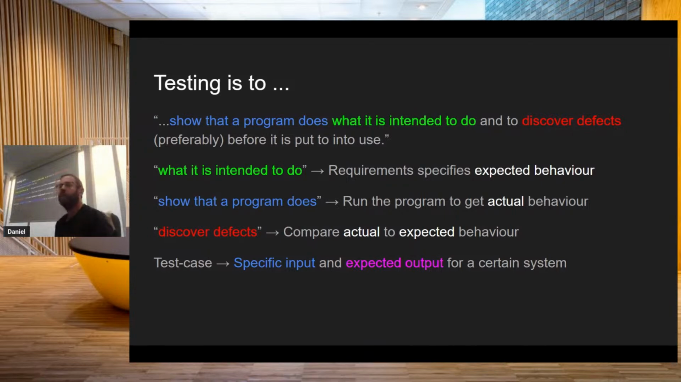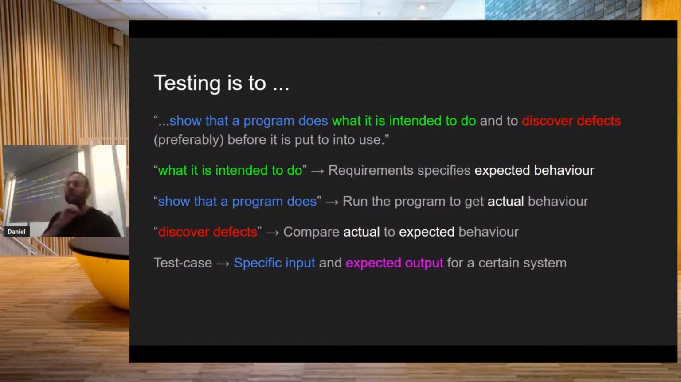Show that the program does what is intended to do. What is intended to do is actually requirements or specification of the program. The requirements specify an expected behavior. So this is the way the game should work. It should not crash. It should not produce blue screens, right? It should be fun, for instance, could be one part of it.